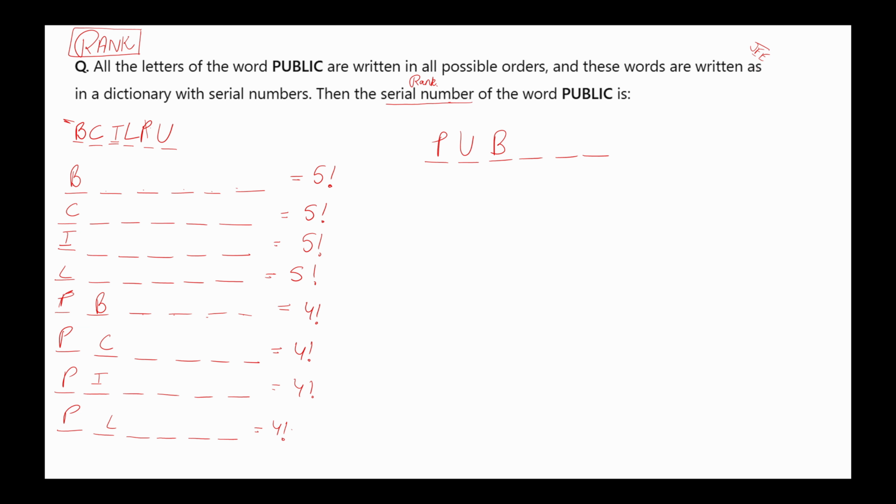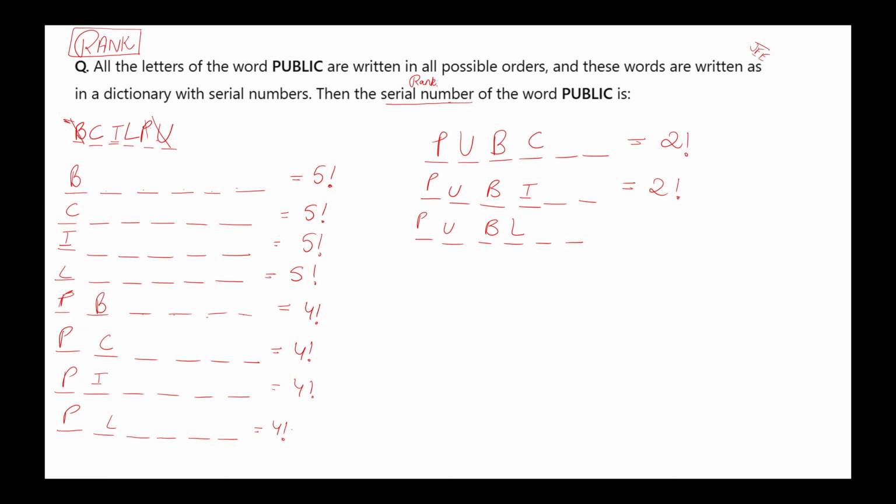Now we'll search for the fourth letter, C. Is this correct? No. So number of words left 2, so this would become 2 factorial. P, U, B. After C, B is taken up, U is taken up. I am having I. Is this correct? No. Again 2 factorial. After I, what do I have? L. Is it correct? Yes.